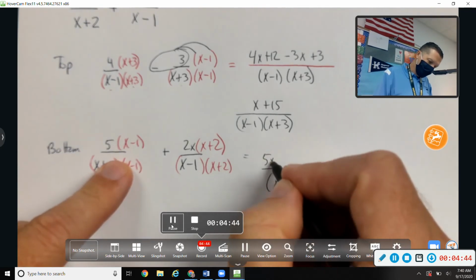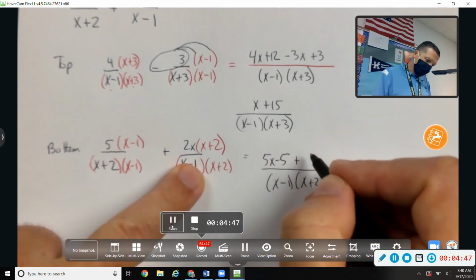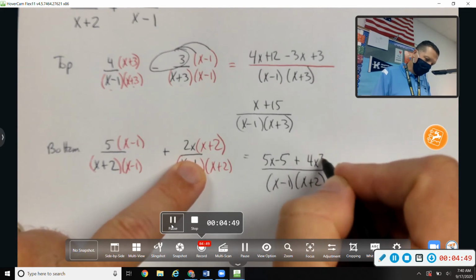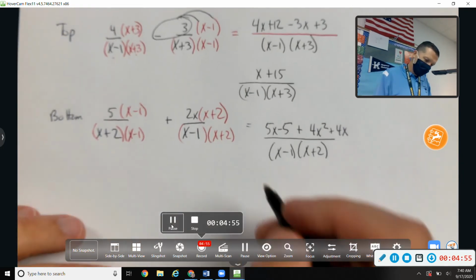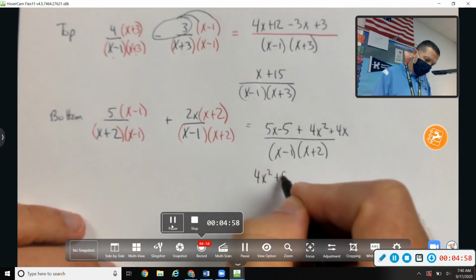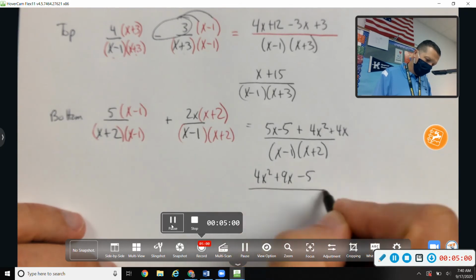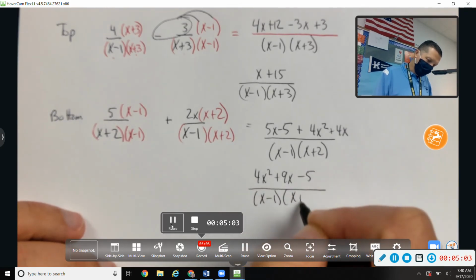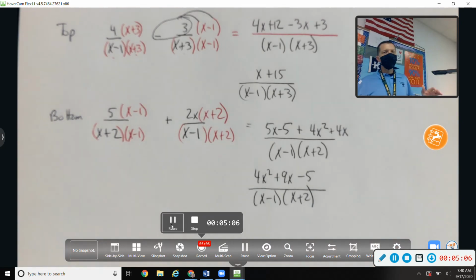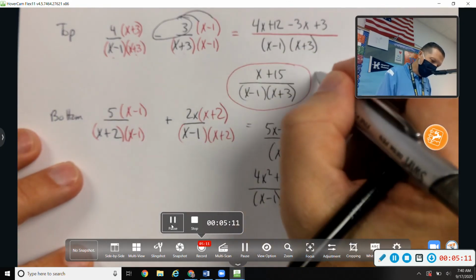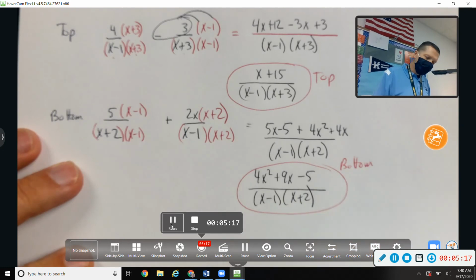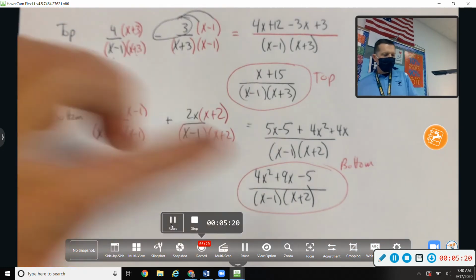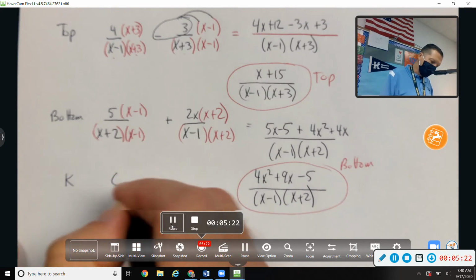Numerator, 5x minus 5 plus, careful, a little more complicated here, 4x squared plus 4x. So that's 4x squared plus 9x minus 5 over (x minus 1)(x plus 2). But all of that was just the denominator. So here's our numerator. Here's our denominator. So now we got one fraction over another fraction. Now we're ready to keep it, change it, flip it.